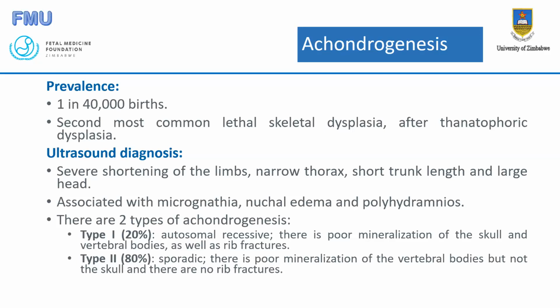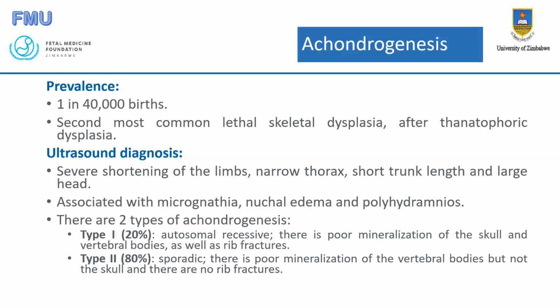It is the second most common lethal skeletal dysplasia after thanatophoric dysplasia. The main difference we presented on the table, and we will probably refer to them again today. On ultrasound, there is severe shortening of the limbs, a narrow thorax, a short trunk length, and a large head. This is associated with micrognathia, nuchal edema, and polyhydramnios.